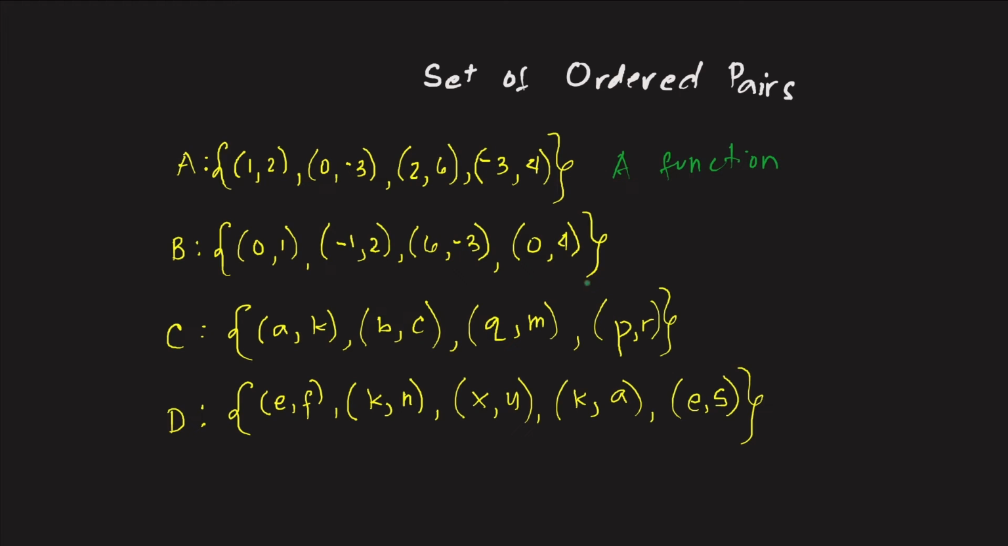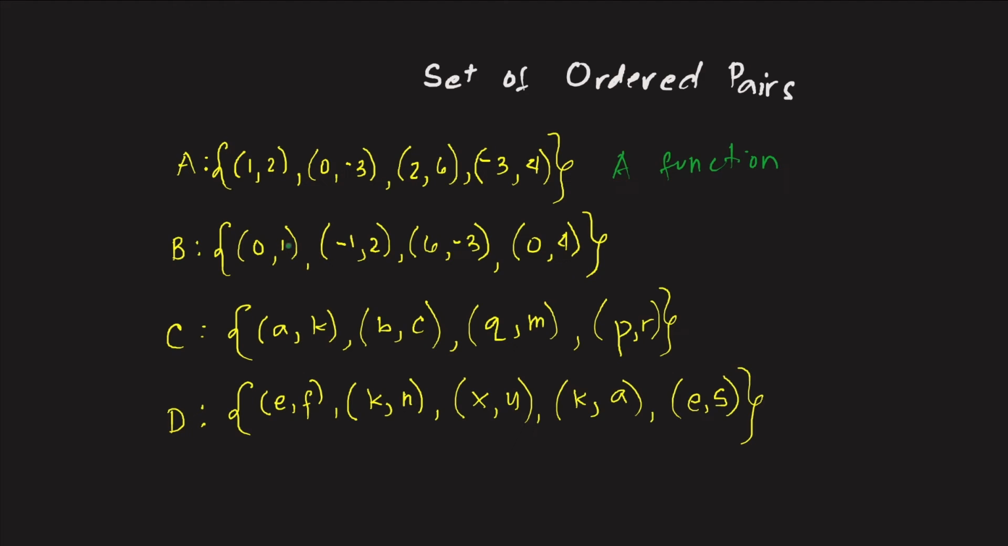Now let's move on to set B. We have an ordered pair 0 and 1, an ordered pair -1 and 2, an ordered pair 6 and -3, an ordered pair 0 and 4. Let's identify the elements in the domain. We have 0, -1, 6, and another 0. Let's try to see whether the paired elements are the same.